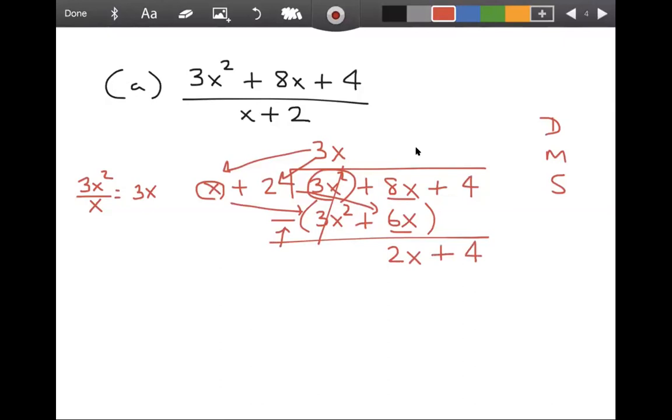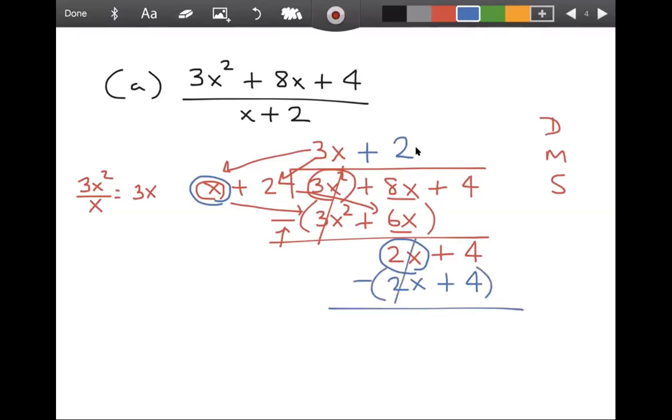All right, so that is one cycle of divide, multiply, subtract. So now I'm going to do it all over again. This time I'm going to divide x into 2x. X into 2x goes 2. 2x divided by x is 2. 2 times x is 2x. And 2 times 2 is 4. Okay. Step 3, subtract. We subtract the whole thing. 2x minus 2x cancels. And in this case, 4 minus 4 is 0. So the remainder is 0.